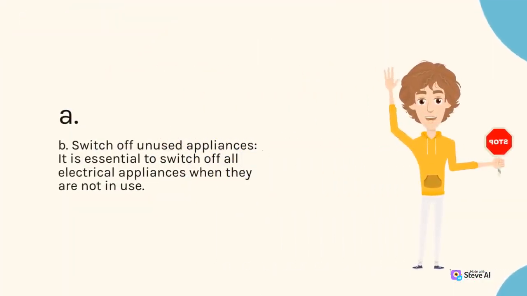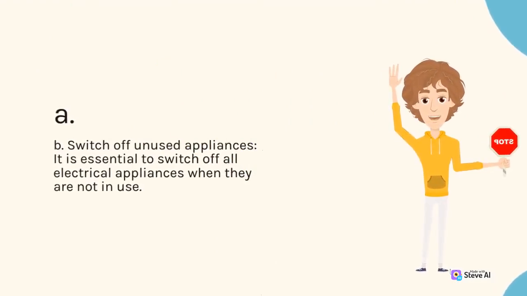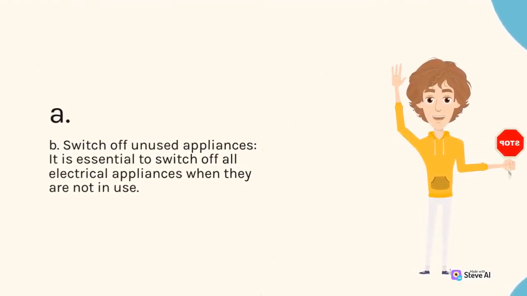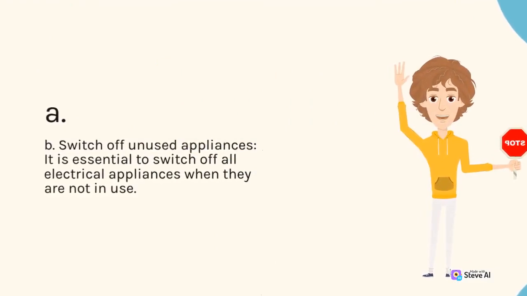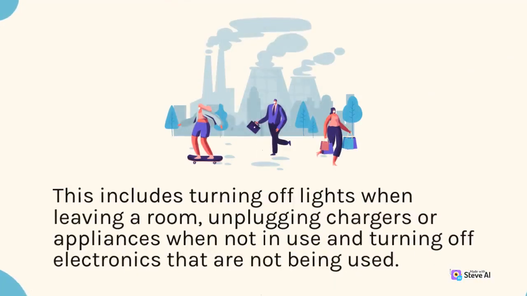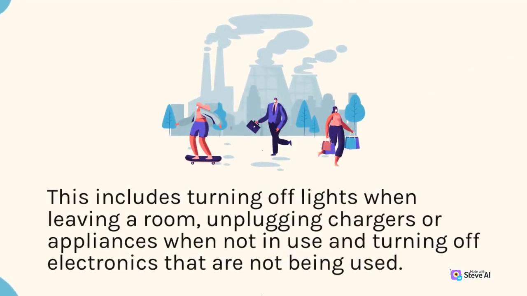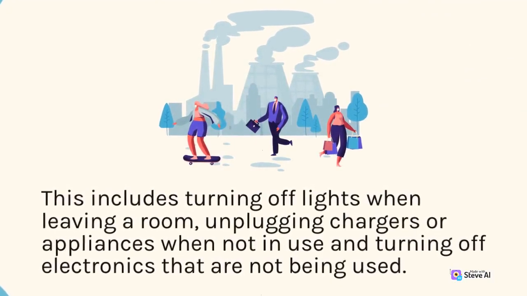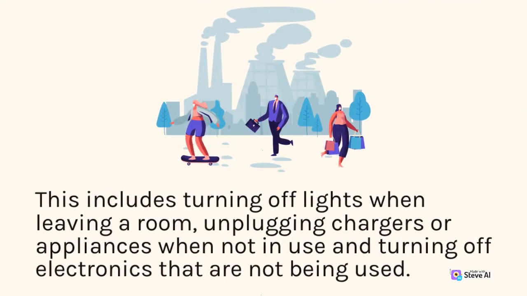A. Switch off unused appliances. It is essential to switch off all electrical appliances when they are not in use. This includes turning off lights when leaving a room, unplugging chargers or appliances when not in use, and turning off electronics that are not being used.